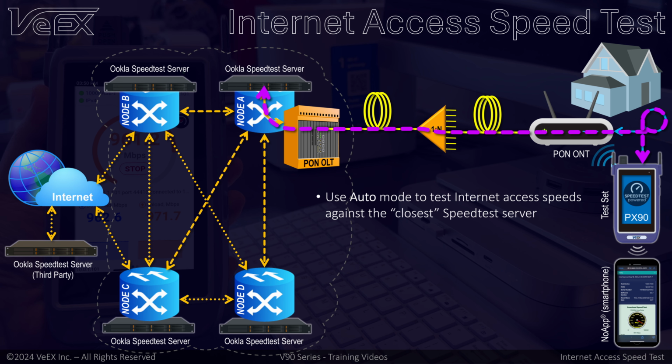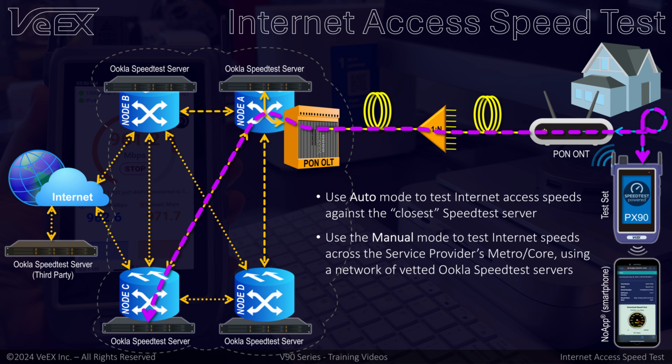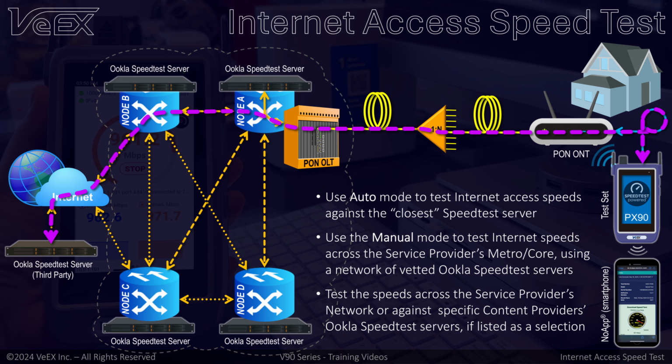The PX90 speed test feature can operate in auto mode, in which Ookla's algorithm selects the closest speed test server, using certain parameters, such as latency. Automatic server selection is a commonly used mode. It can also be configured to manual server selection mode, allowing users to choose from a list of vetted Ookla servers. The list of available servers will vary depending on location. Manual mode can also be used to check speeds against specific content providers' servers, if they are available for testing.